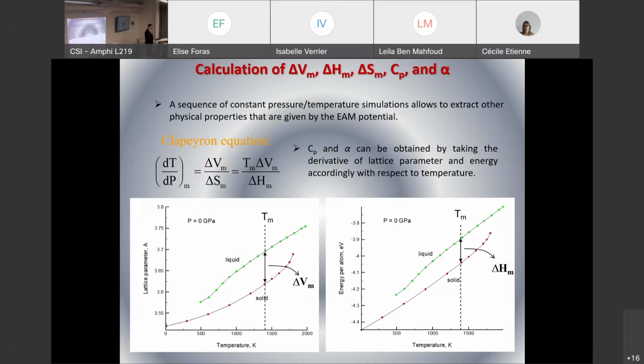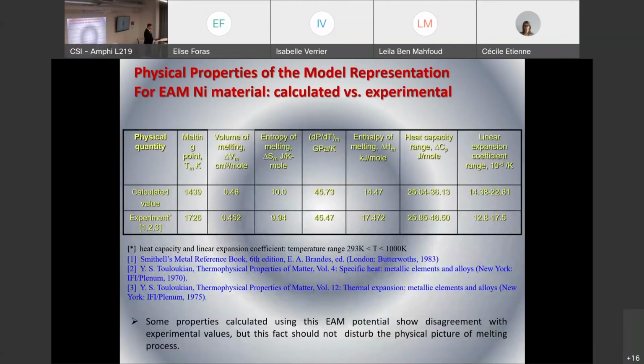to volume of melting, and this jump for energy per atom corresponds to enthalpy of melting. Moreover, the slope of this line is related to the linear expansion coefficient, and the slope of this line is related to heat capacity. That's how we can determine all the thermophysical properties given by this interatomic potential and collect them in a single table and compare with what is given by the experiment.